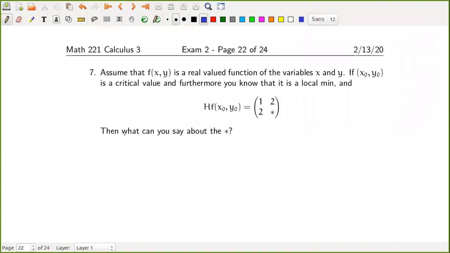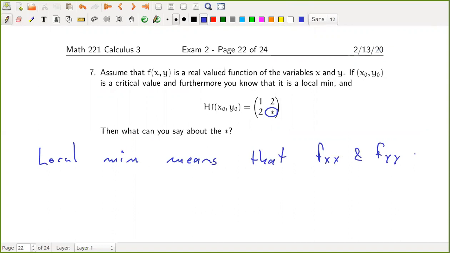Okay, so this one is a little bit different. So we know we have a local min. We know x naught, y naught is a critical value. What can we say about the star entry? Well, it's a local min, so local min means that fxx and fyy are greater than 0. Okay, so we know right away that the star entry has to be greater than 0.